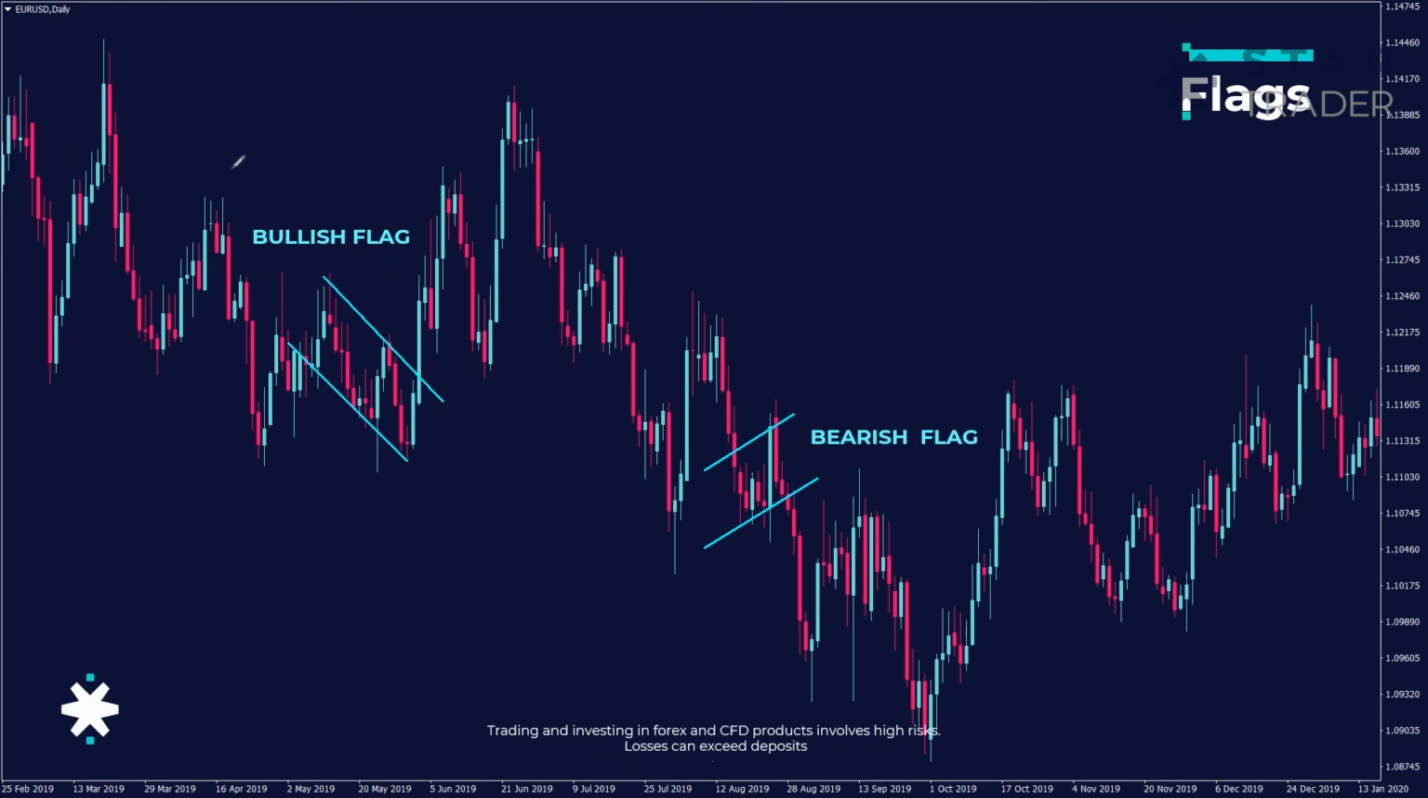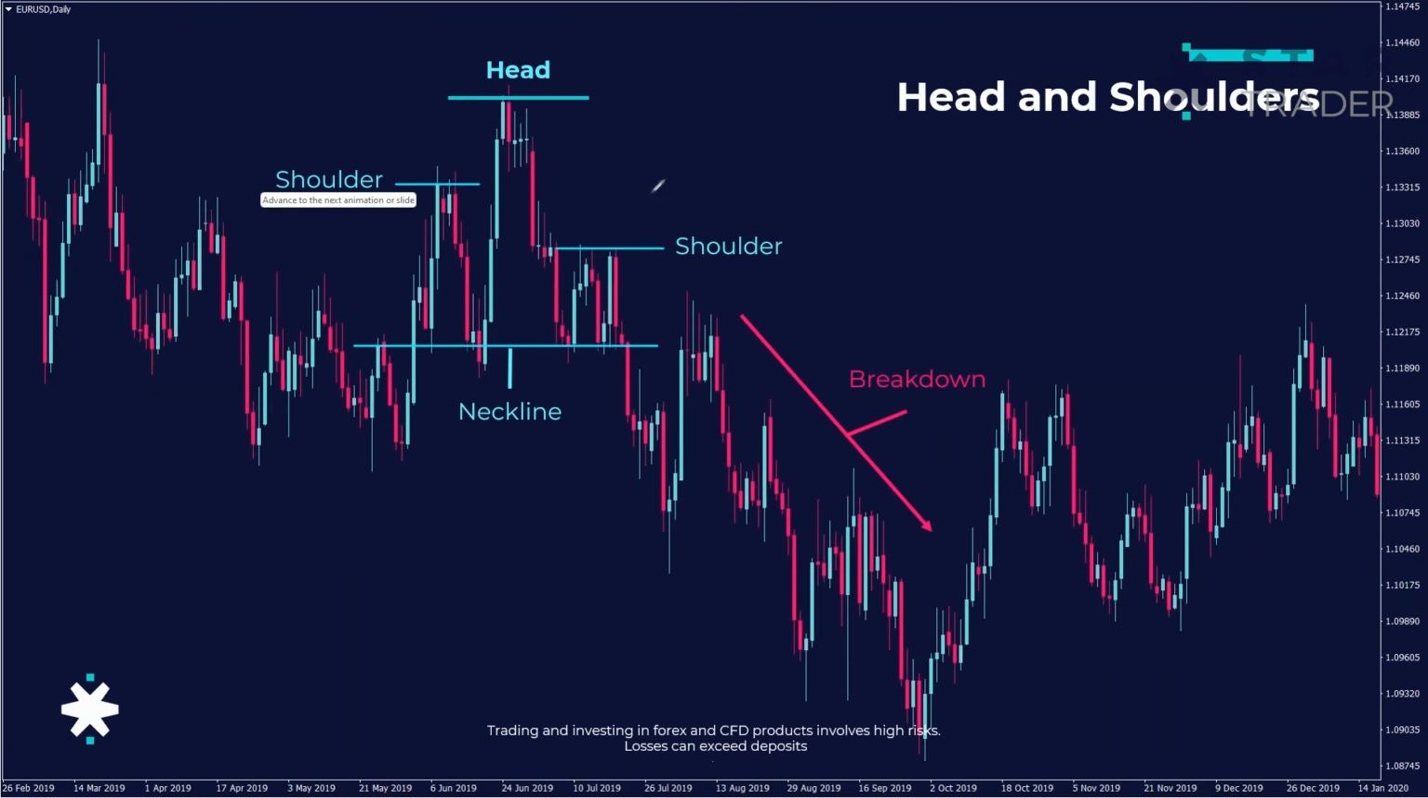Clear about the flags? Do you have any questions? Yes, we will have a quick review on the chart on the platform, and we will have a look at the chart itself. Yes, no worries. So moving to the next pattern.